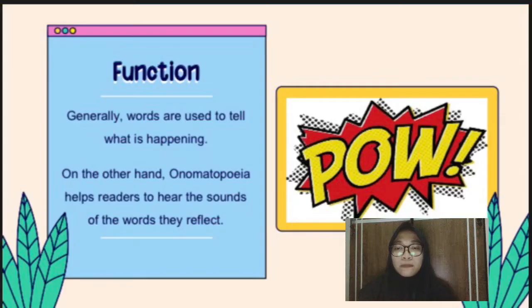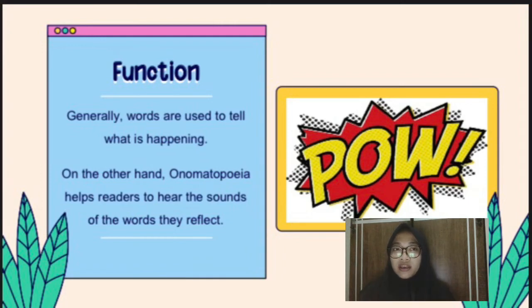Okay, next, I'd like to give you the function of onomatopoeia. In general, words are used to tell what is happening. Before, I told you that onomatopoeia is a word, but it is different, because generally words are used to tell what is happening, and on the other hand, onomatopoeia helps readers to hear the sounds of the words they reflect.